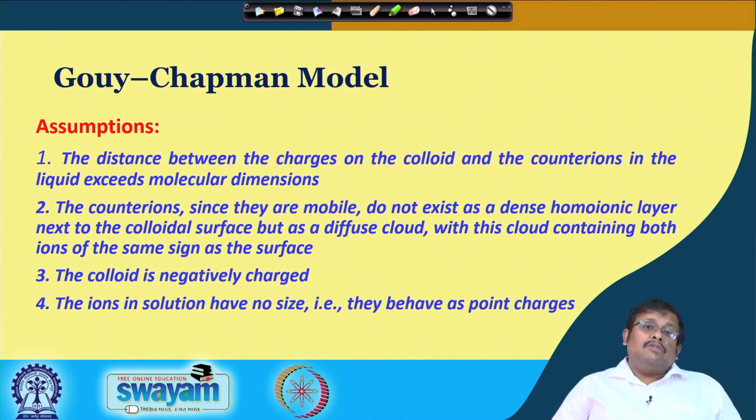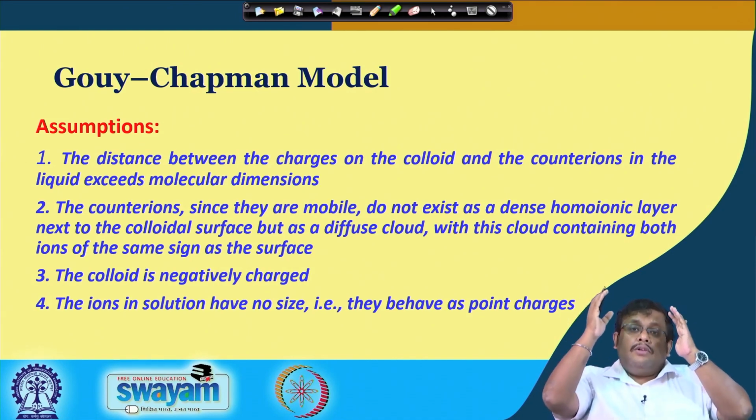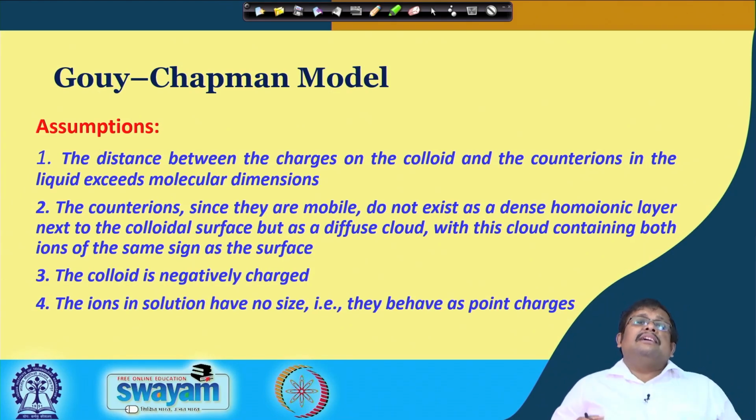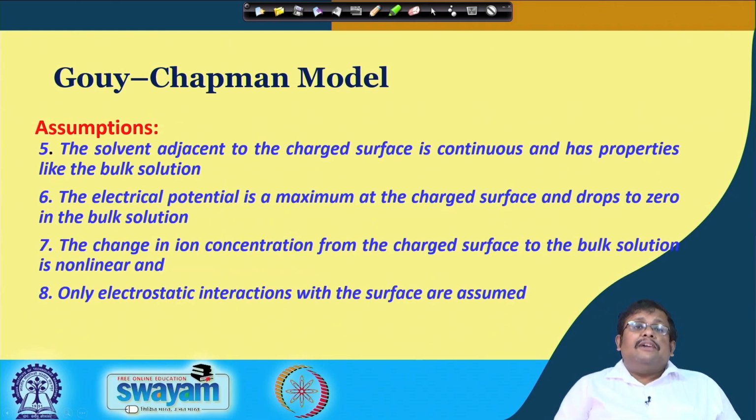So, they are saying that the counter ions, since they are mobile, cannot concentrate in a dense homoionic layer next to the colloid surface. Rather, they are diffusing away from the clay surface, and the colloidal surface is negatively charged. The fourth assumption was that the ions in the solution have no size, that is, they behave as point charges. The fifth assumption was that the solvent adjacent to the charged surface is continuous and has properties like the bulk solution.